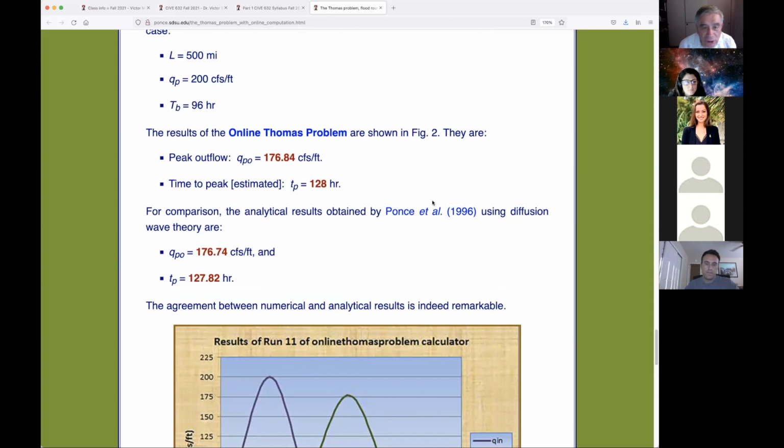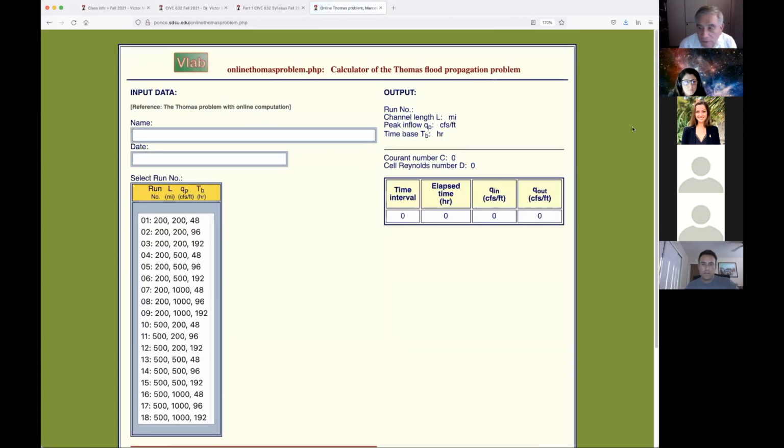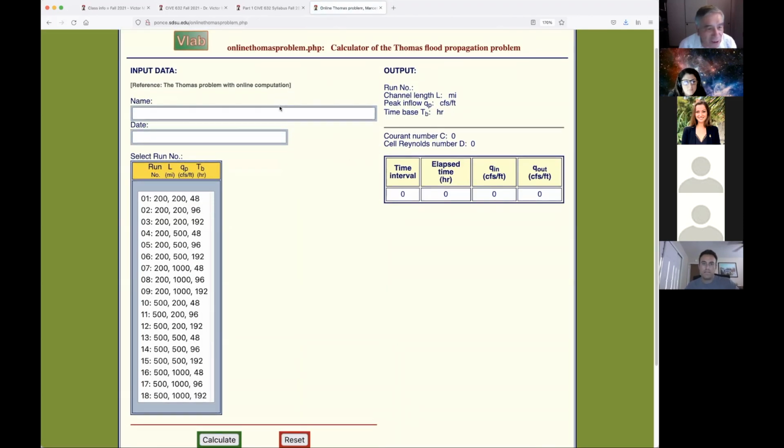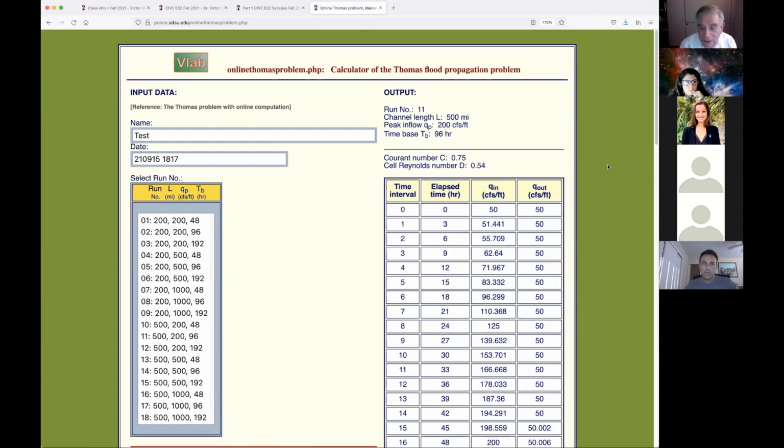So I'm just going to go in here and run the problem for you. Okay, this is easy to run. Name: test. Test 2109. Today's the 15th, right? I'm sorry, that's not the time, that's the date. Name: test, date 210915, 1817. And I'm going to choose 11 for the heck of it. Okay? And we're going to do the calculation.